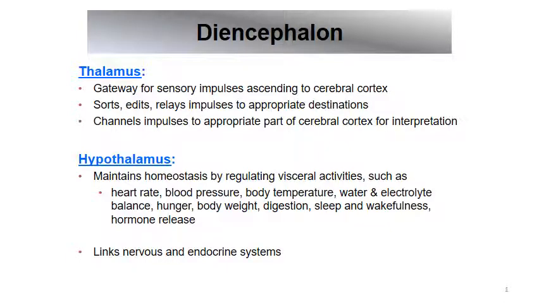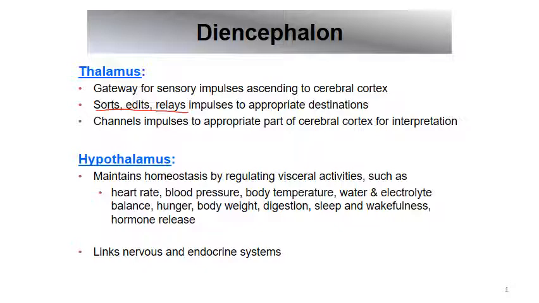Okay, so in this third part of the chapter, we're going to finish the functions of the brain and look at the reflexes. And so here, the thalamus, we need to know that the thalamus sorts, edits, and relays impulses to appropriate destinations. What this means is that the information first comes to the thalamus, it decides what to do with it, and then sends it to the appropriate place for it.